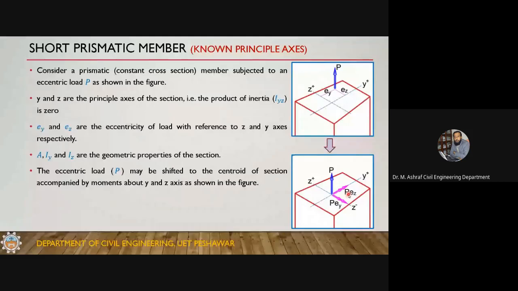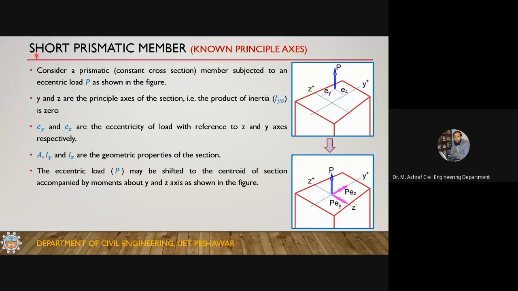Okay. So, short prismatic members. This is another topic of the combined stress. Short means that there is no chance of buckling. We'll talk about columns in our course after the midterm, in which we will study the long member. But here short means that there is no buckling chance. The cross section is such that it is not susceptible to buckling.